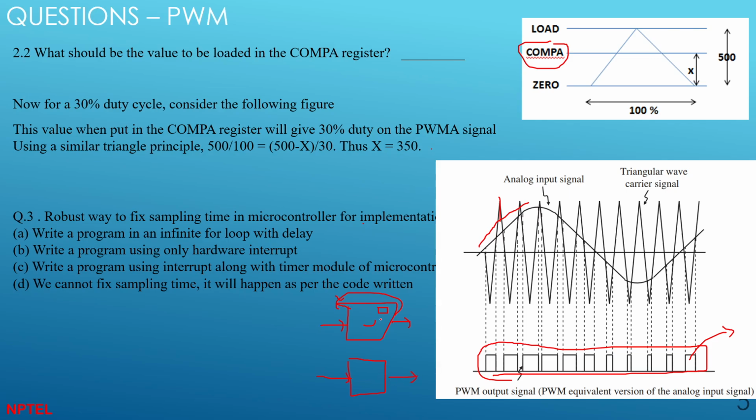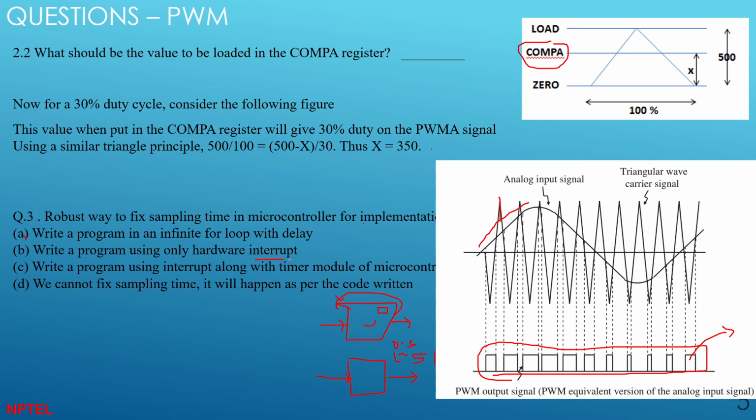There might be a chance that the delay which you have given, which is basically the sampling time, might change. Instead of a 0.5 second delay, you will get something around 0.51 second delay. There might be an issue like that. Okay, so you can't do this. The option is to write a program using only hardware interrupts.